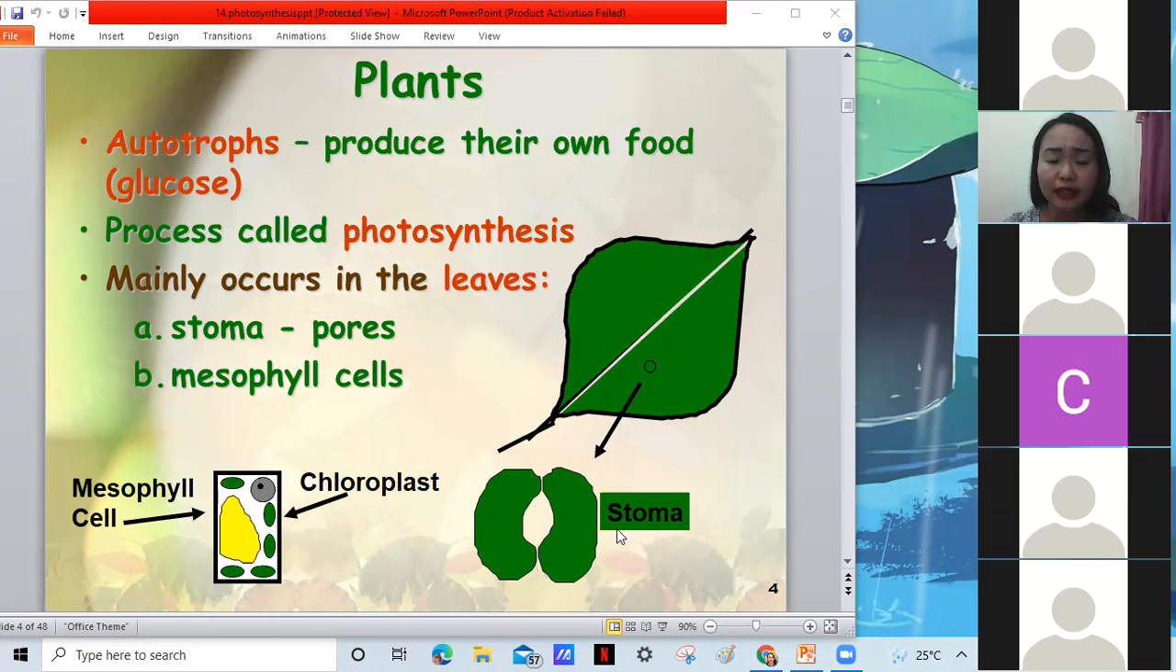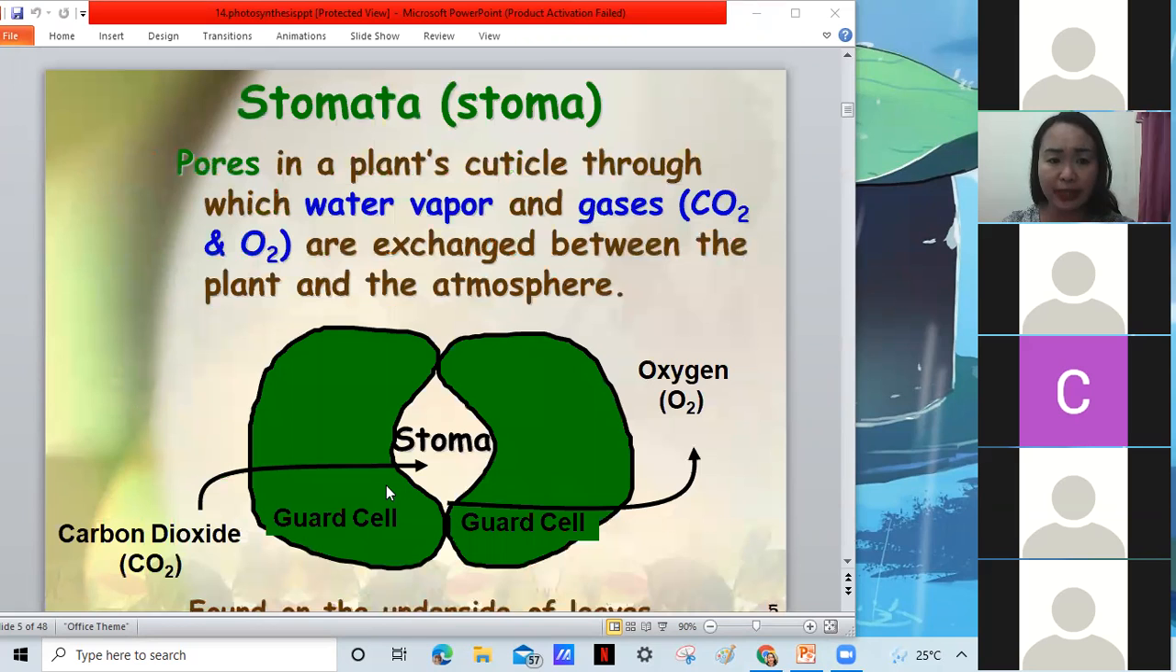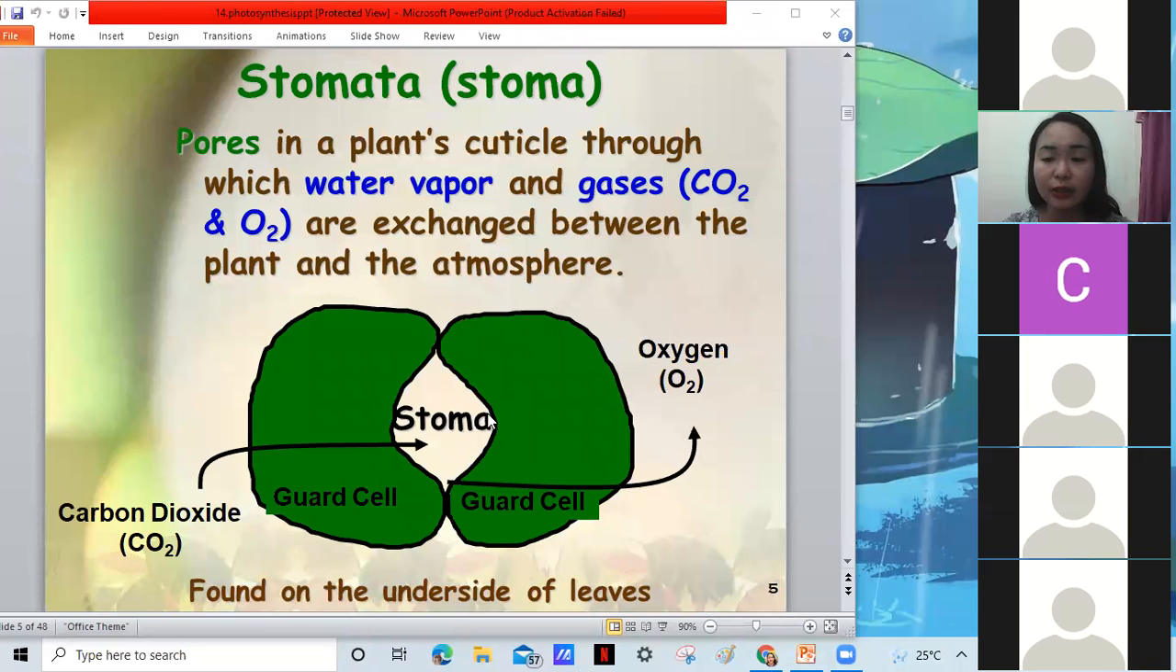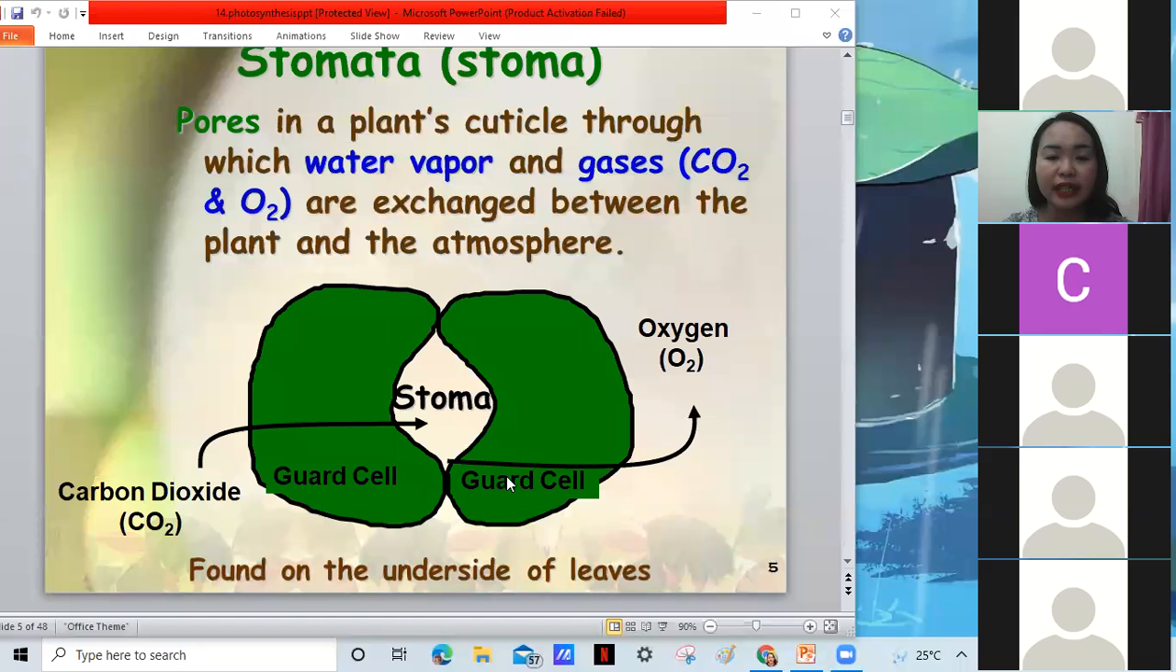This is where the exchange of gases and water occurs. And then in the mesophyll cells, the chloroplast. So this is the green pigment. As you can see here, these are the stomata pores in the plant's cuticle, wherein our water vapor and gases are exchanged between the plant and the atmosphere. There, the carbon dioxide. So there are stomata and there are guard cells, no? And these are found on the underside of the leaves.